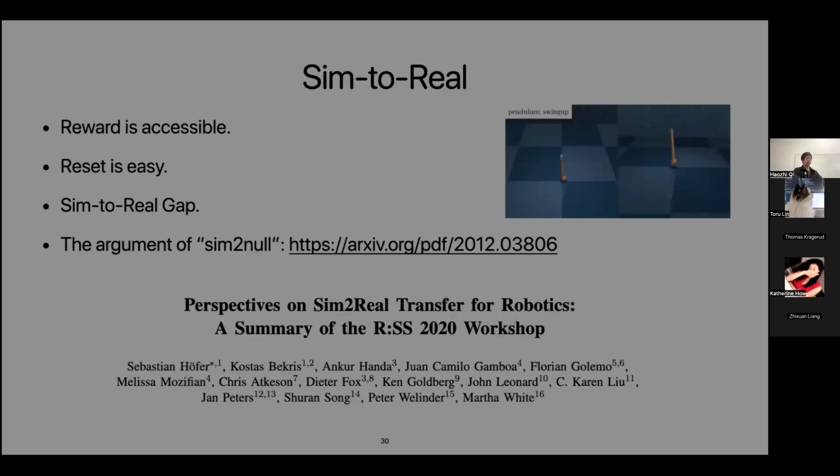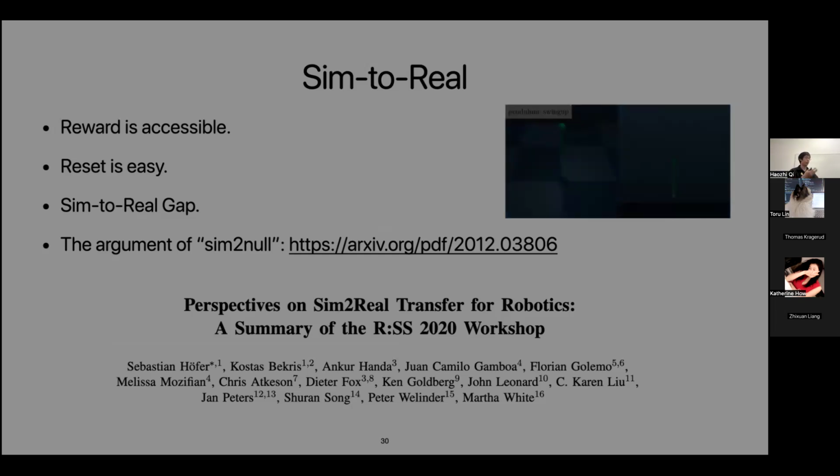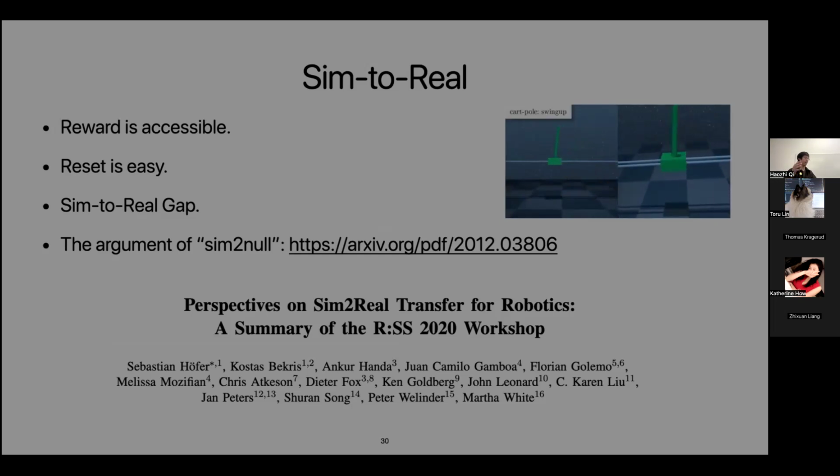On the other hand, compared to real-world RL, you can do sim-to-real. The advantages are kind of the opposite of the disadvantages of real-world RL. Reward is very easily accessible from simulation. In simulation, all the velocities and positions are well defined, and you can just get them from one line of code. Reset is also very easy because at each episode, you just assign the positions and orientations of the objects.